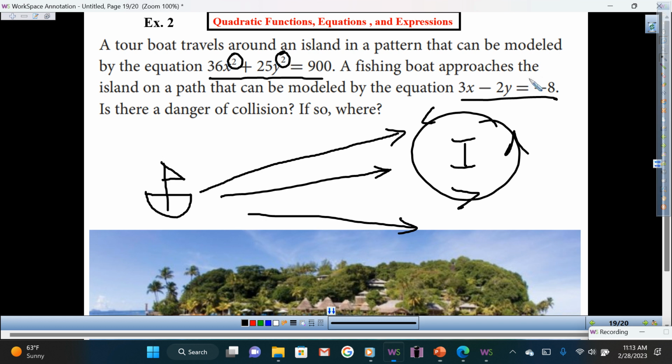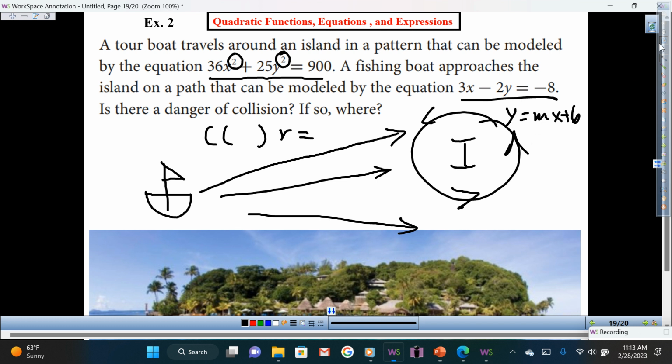Well, we need to solve this for y, make it into slope-intercept form, and then graph that to see if it's going to hit our circle. And how do we graph the circle? Using the center and the radius, and so on and so forth. But we're not going to do that. I'm just showing you where we can apply it.